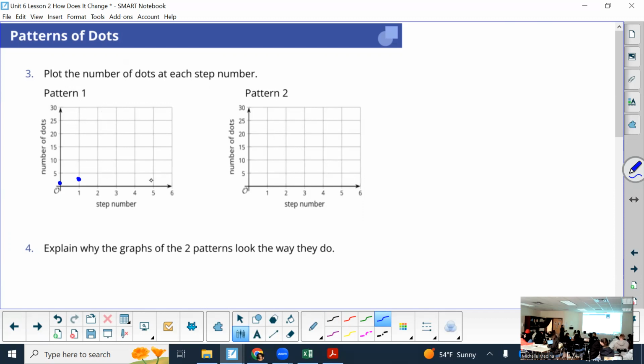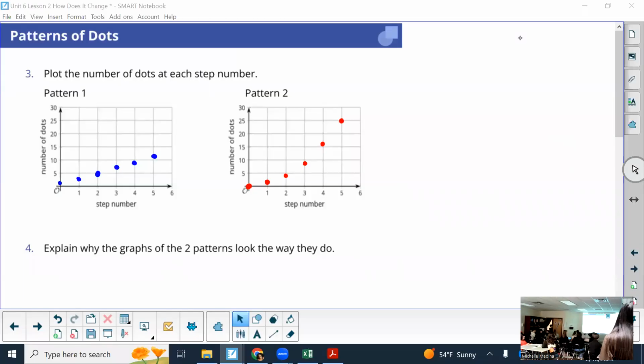Okay, try that. Pattern 2, you're graphing for pattern 2. So at step 0 for that one, it was 0 dots. Step 1, there was 1 dot, and so forth. See what it looks like. So if you graph them correctly, it should look like that.